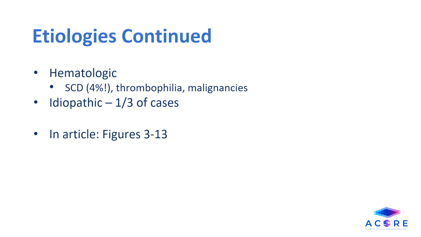In the article, figures 3 through 13 are actually screen captures from imaging studies that demonstrate key findings of pediatric arterial ischemic strokes. Many of these also demonstrate findings of underlying etiologies and risk factors that we just discussed. If you're interested, I would highly recommend checking out the original article for these figures.